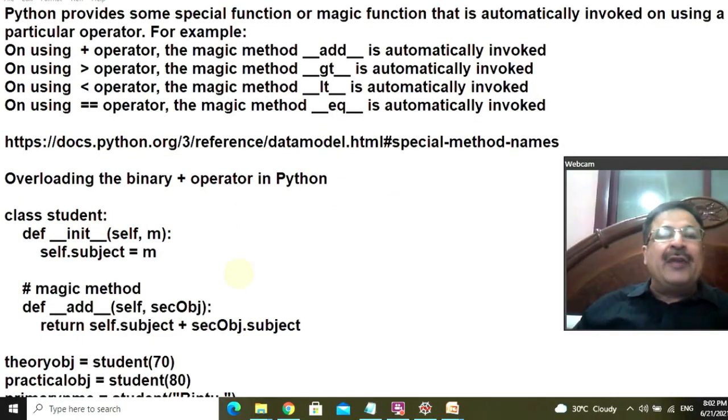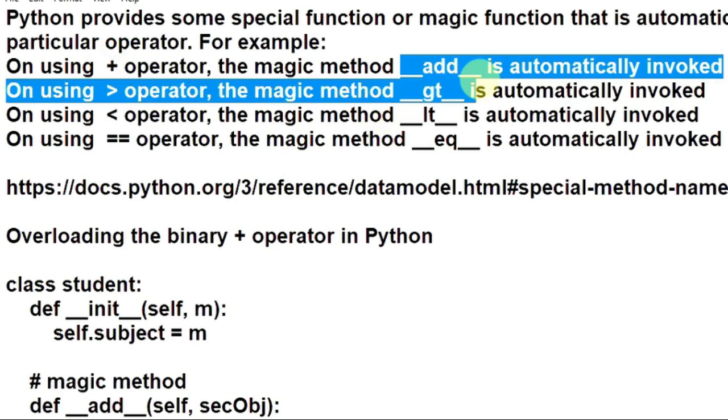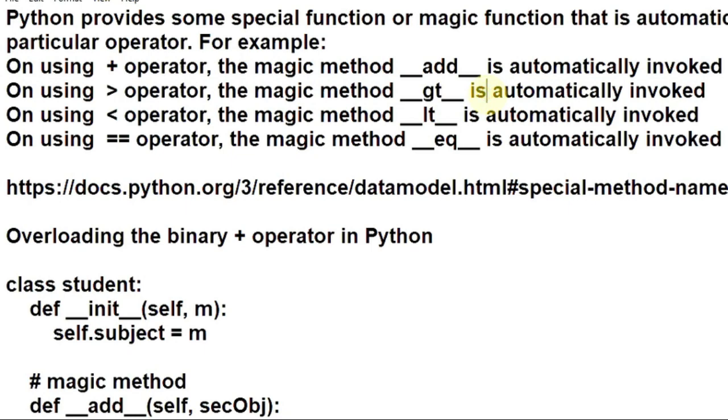Let me tell you that whenever you overload any operator, internally a magic function is called. For example, when you overload a plus operator, this is the magic function. This is also known as a special function. The functions which are prefixed with two underscores and have a suffix of two underscores are known as special functions, right? And they are automatically called whenever you overload any operator.